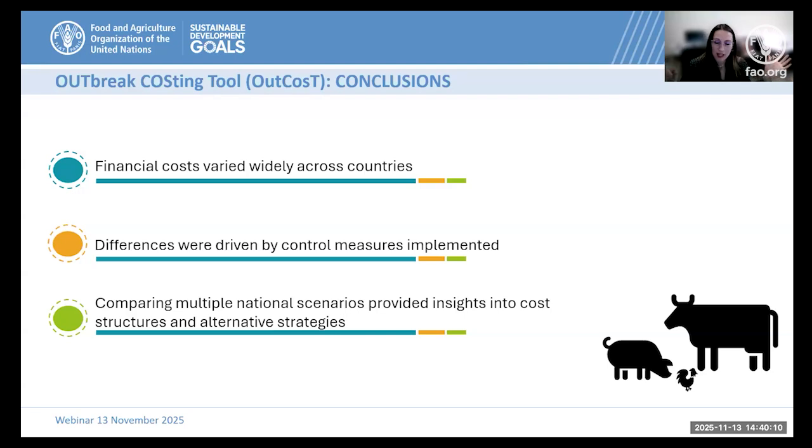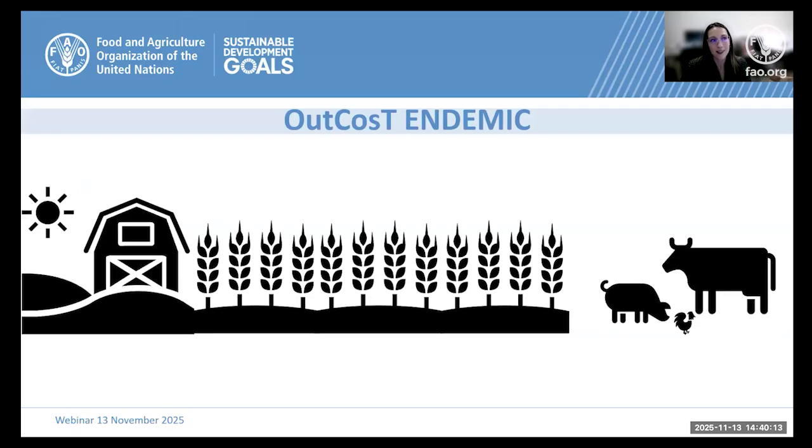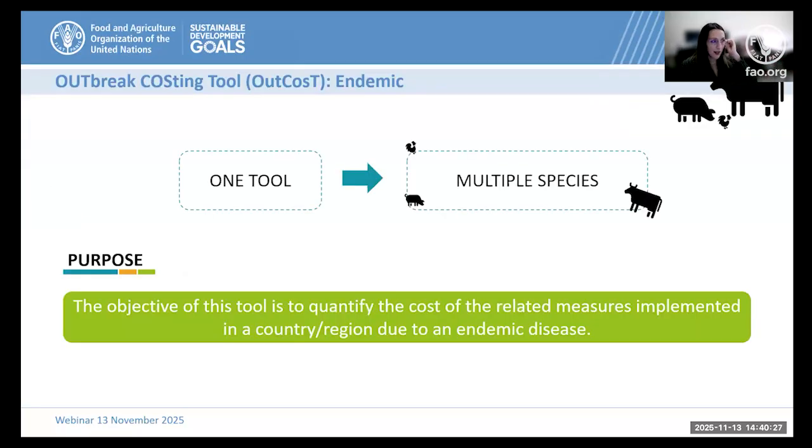So now that we went through the epidemic phase, we thought that endemic diseases also deserve a spot in this book. So we are building an OutCost tool just for endemic diseases, and this one tool will have all the species in it. In the epidemic version, we have 3 different tools. Now we have everything together. The main objective is to quantify the costs of the related measures implemented in a country or region due to an endemic disease.